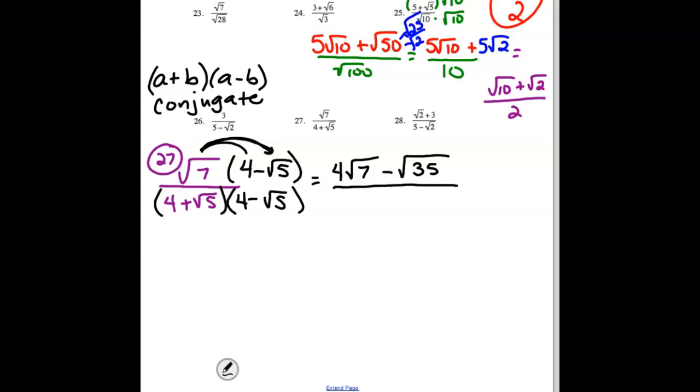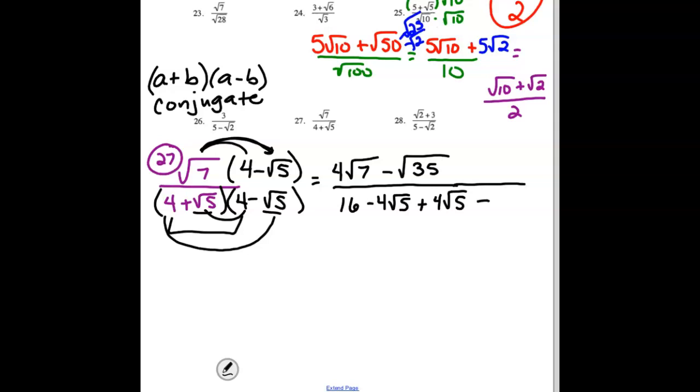For the denominator, we actually have a 2-piece term times a 2-piece expression, so we're going to think of foiling this out. 4 times 4 gets us 16. Outsides, we end up with a negative 4 times the square root of 5. Insides, we end up with a positive 4 times the square root of 5. And my last term, we've got the square root of 5 times a negative square root of 5. Positive times negative is negative. Root 5 times root 5 is root 25.